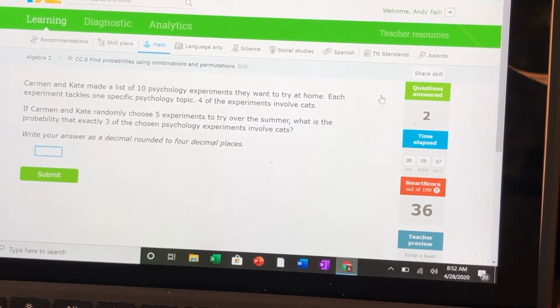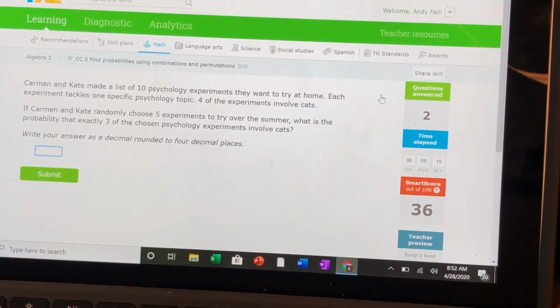Carmen and Kate made a list of 10 psychology experiments they want to try at home. Each experiment tackles one specific psychology topic. 4 of the experiments involve cats. If Carmen and Kate randomly choose 5 experiments to try over the summer, what is the probability that exactly 3 of the chosen psychology experiments involve cats?